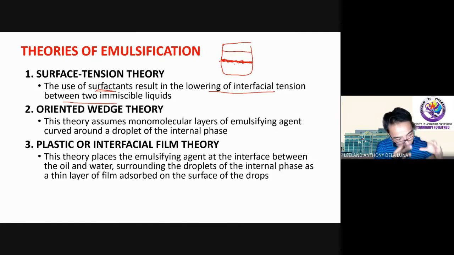So the force that exists between the two surfaces. May tension, kumbaga. Alright? So ang ginagawa dyan is, iniiwasan yun, binabawasan, para mag-mix sila. Next one class is oriented wedge theory.